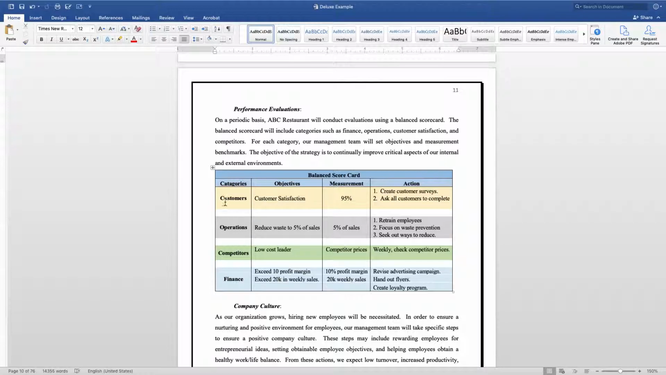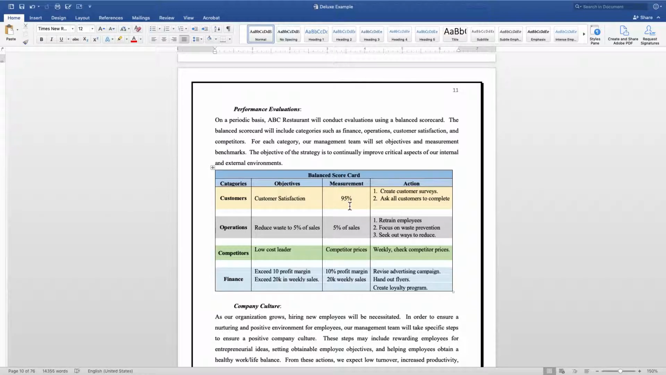So once you identify your categories, then identify the objectives. For each category, there's going to be different performance aspects you're going to want to measure, and you're going to make sure that your company is adhering to. And for each objective, you want to make sure you put a measurement. There's got to be some kind of a benchmark to let you know that, yes, you are attaining this measurement.